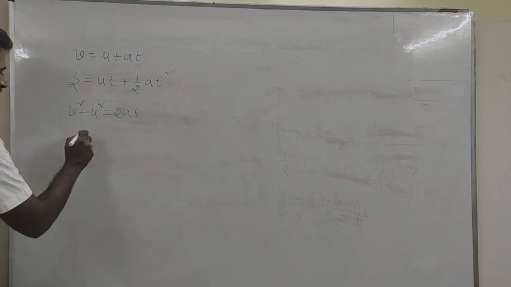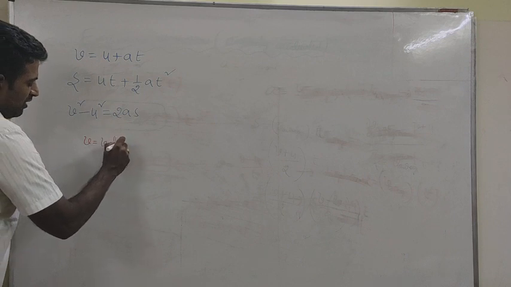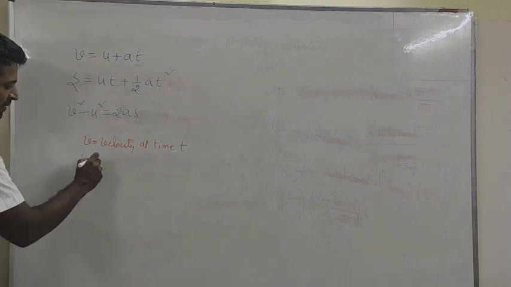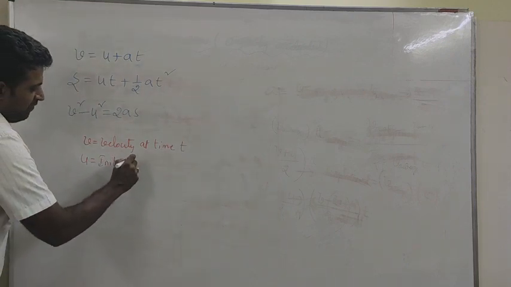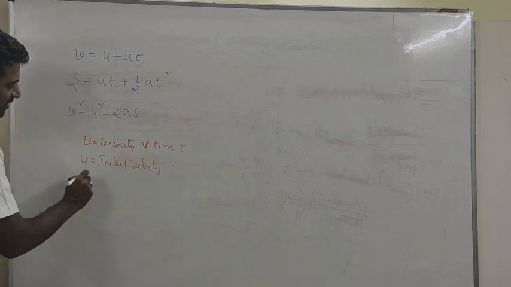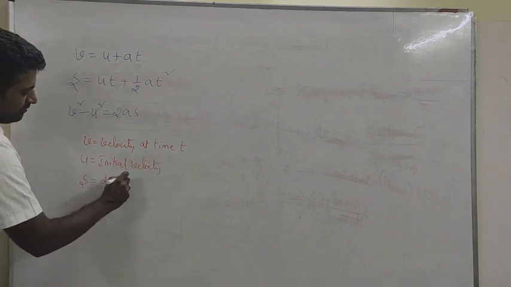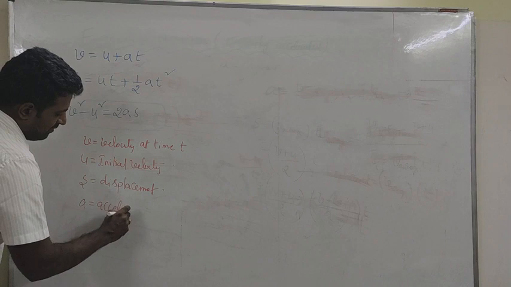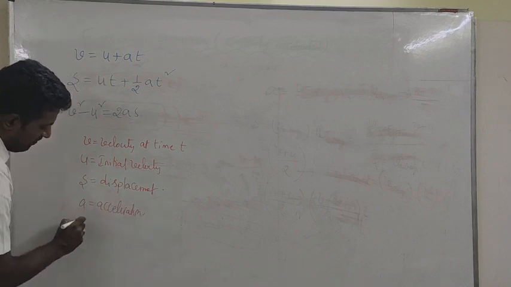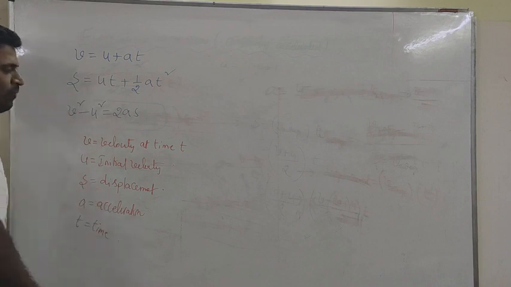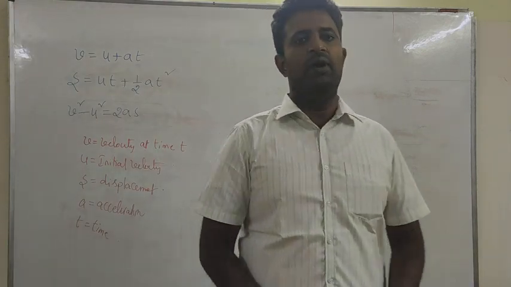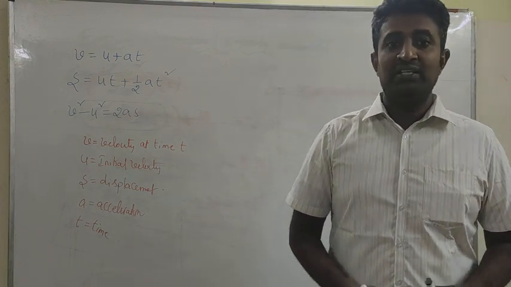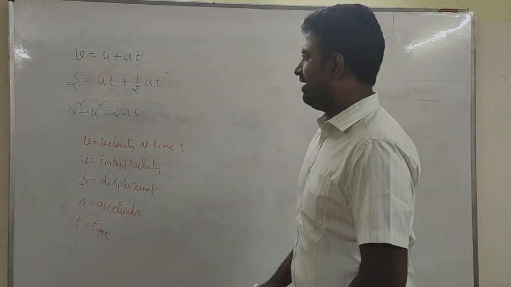In it, v will be velocity at a time t, u will be initial velocity, s will be displacement, a will be acceleration, t will be time. While solving problems, you remember that you have to make use of the same sign convention that we made in our previous lectures. What is that sign convention? Do you remember? I will repeat it again.